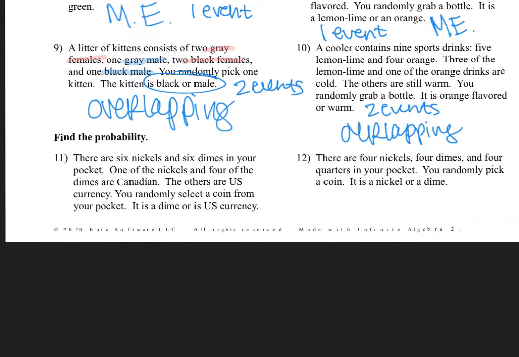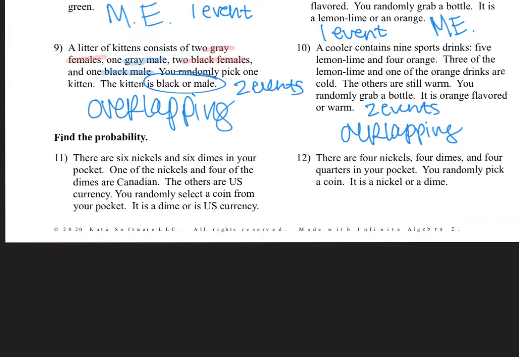Number 11, there are 6 nickels and 6 dimes in your pocket. 1 of the nickels and 4 of the dimes are Canadian. The others are U.S. currency. You randomly select a coin from your pocket. Find the probability that it is a dime or it's U.S. currency. Okay, so this one is going to be overlapping because I can have a dime that is Canadian and U.S., or I can have a U.S. currency that is a dime or a nickel. There's some mixture there, okay?